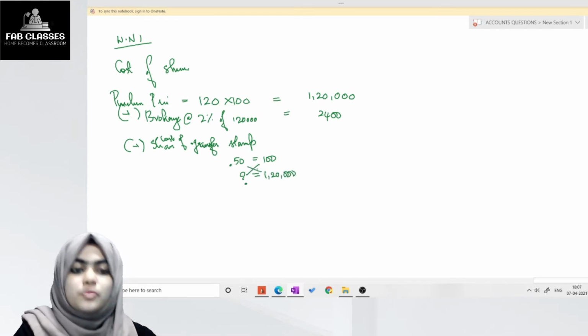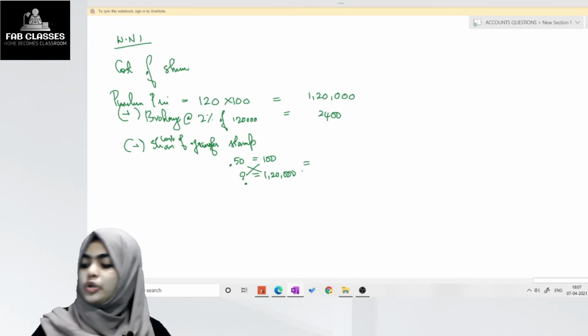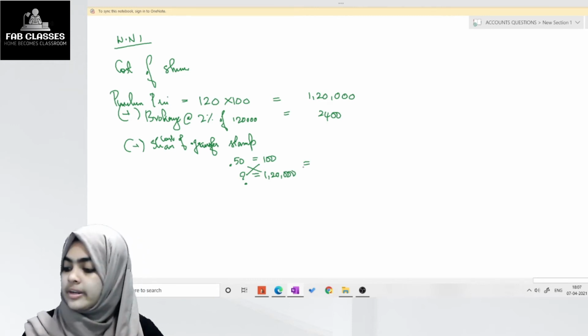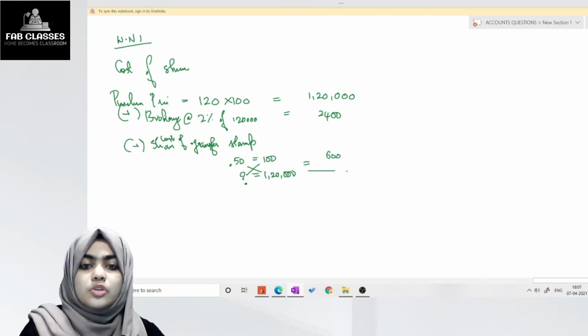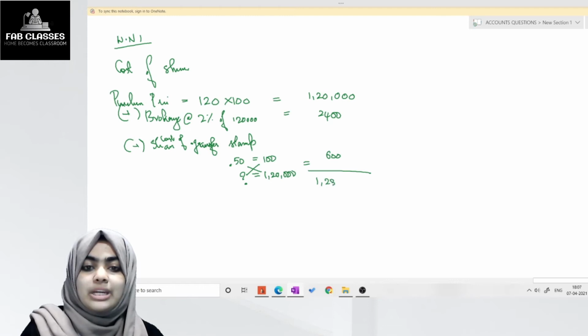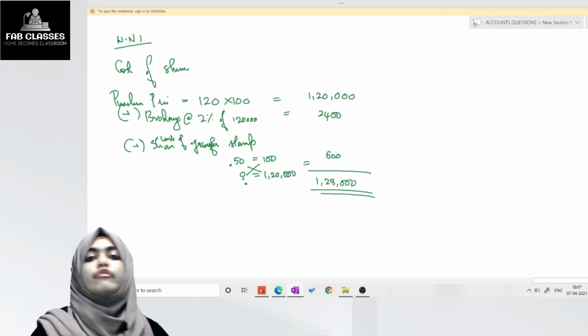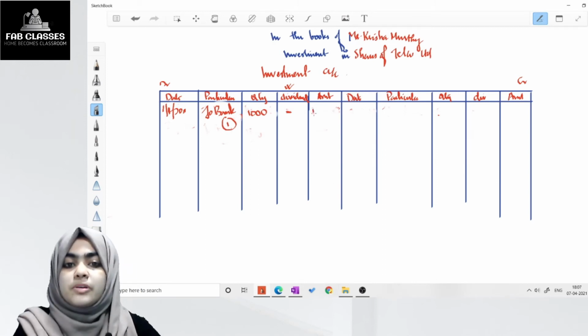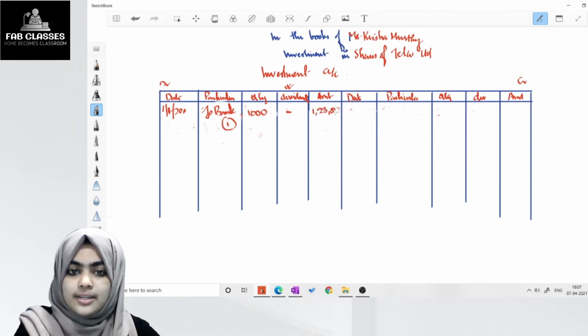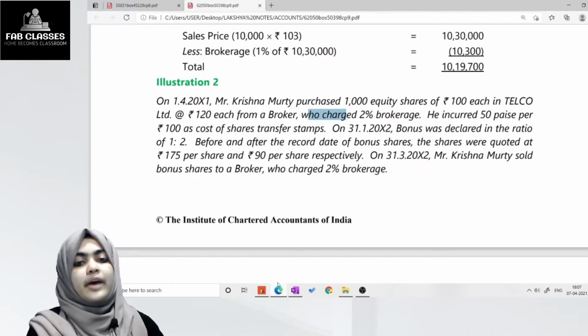So we can do a cross multiplication. 1,20,000 into 0.5 divided by 100, that is 600. So the value will be 1,23,000, which will be the cost of purchase. So now let's fill that. 1000 shares were purchased for 1,23,000. I hope it's clear.